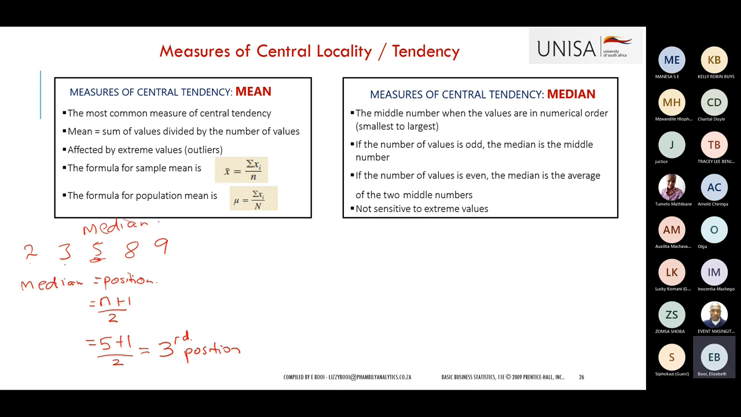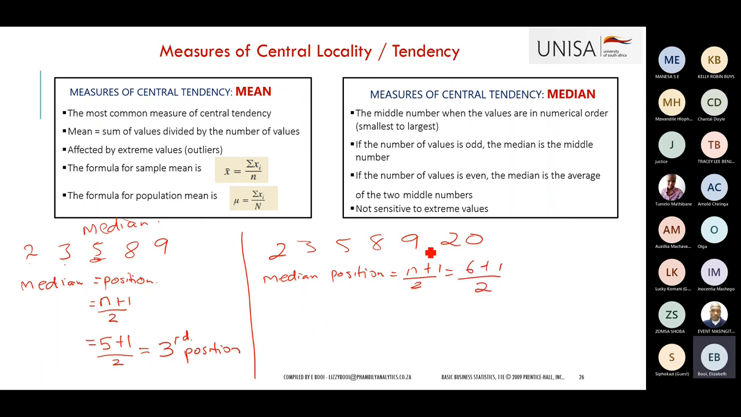Now, let's assume we have 2, 3, 5, 8, 9, and 20. We do the same. There are 6 values. The median position is n plus 1 divided by 2, which is 6 plus 1 divided by 2, because 1, 2, 3, 4, 5, 6, there are 6 now, which equals 7 divided by 2, which is 3.5. So I need to go and count 1, 2, 3.5. It's somewhere in between the two values.